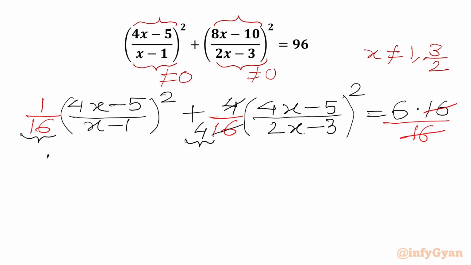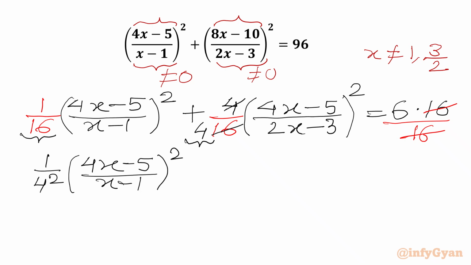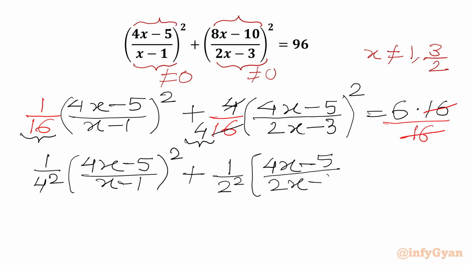So let me write here 1 over 4 square times 4x minus 5 over x minus 1 whole square plus 4 is there in the denominator. I will consider 2 square in the denominator. Bracket would be 4x minus 5 over 2x minus 3 whole square. RHS is 6. Now I can multiply 4 with x minus 1 as power is same, 2 with 2x minus 3.